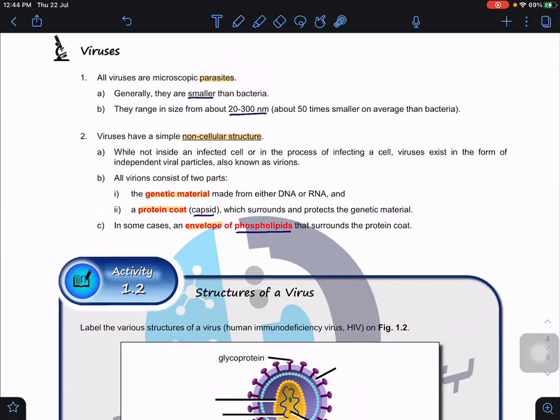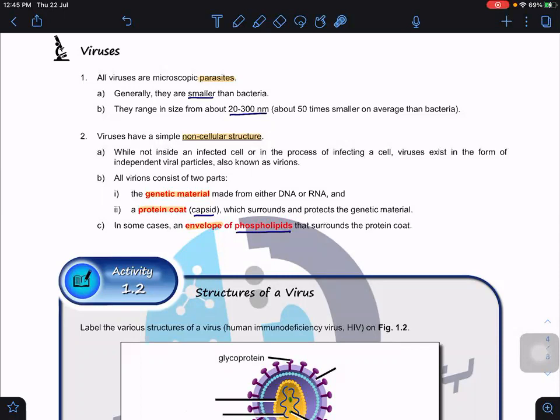From the term, phospho means phosphate, and lipid. We learned about triglycerides, which are glycerol together with fatty acids. Glycerol and fatty acids together with phosphate form what we call the phospholipid. Phospholipid is a very important component of cell membranes. So that is the envelope, but not all viruses have an envelope, only some viruses. These are the things that you need to know.